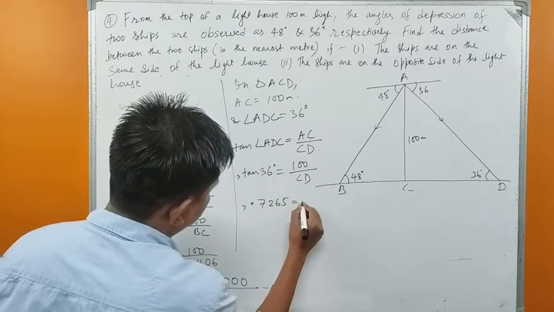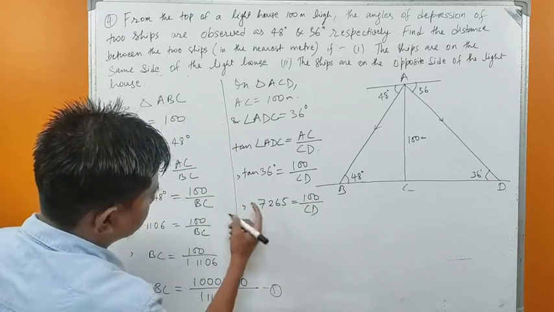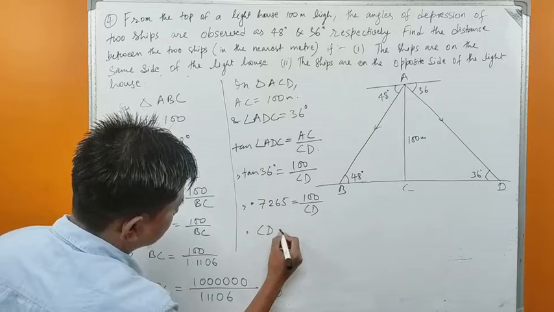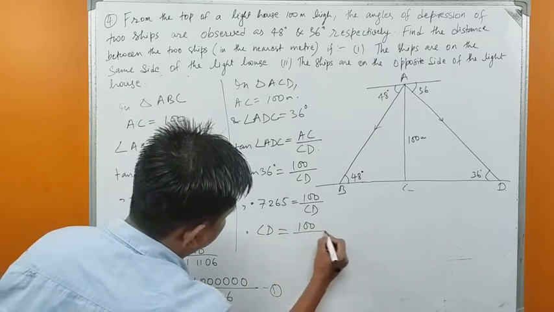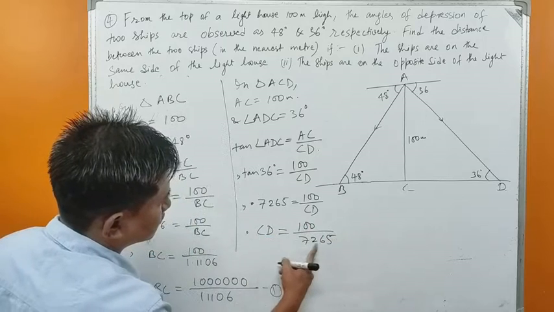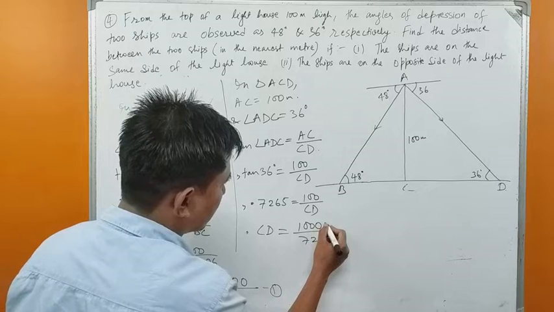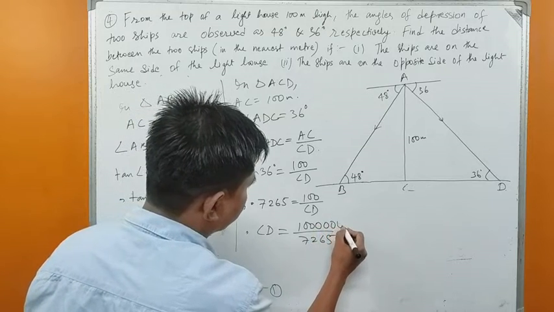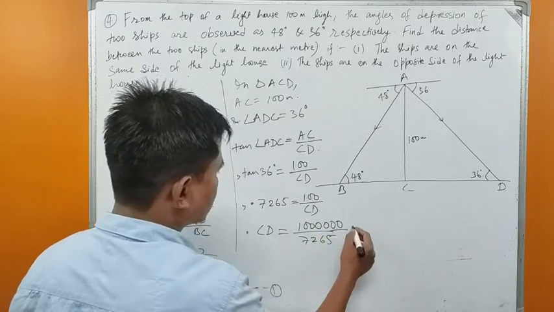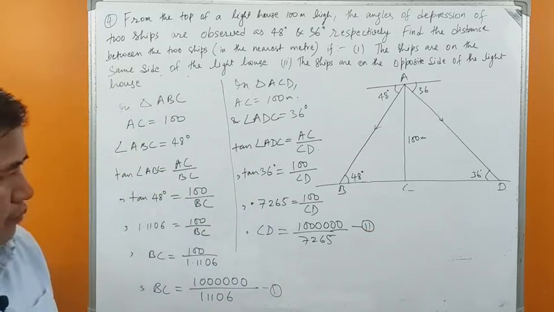0.7265 equals 100 upon CD. We bring CD to the numerator on the left hand side, so CD equals 100 upon 0.7265. We remove the decimal point before 4 digits in the denominator and introduce 4 zeros in the numerator: 1, 2, 3 and 4 zeros. So we found CD. This is equation 2. We found CD and we found BC.